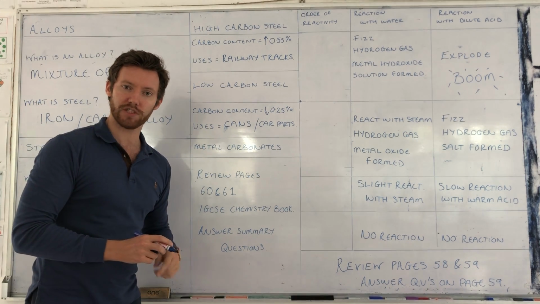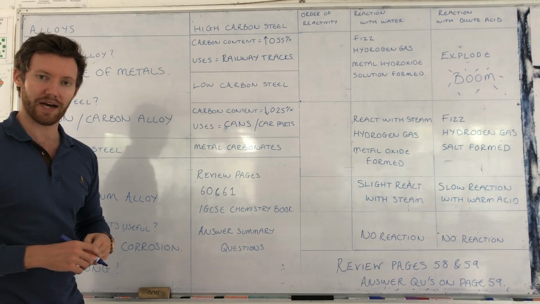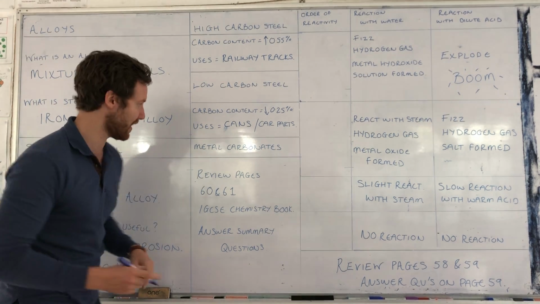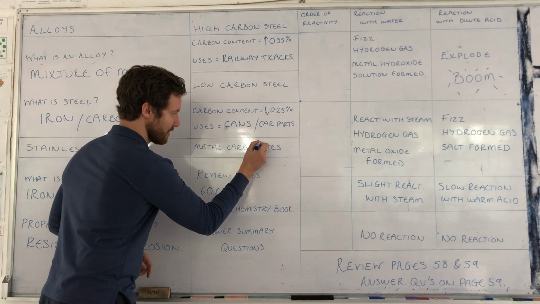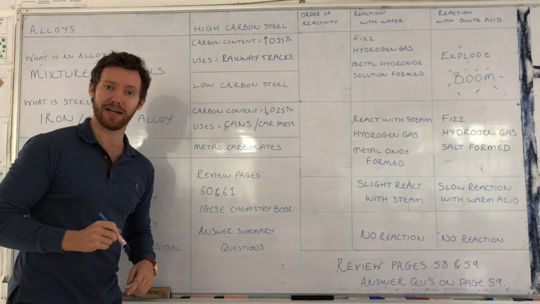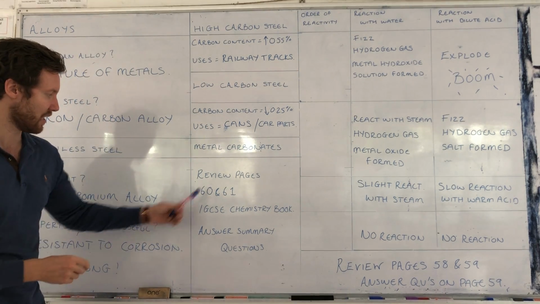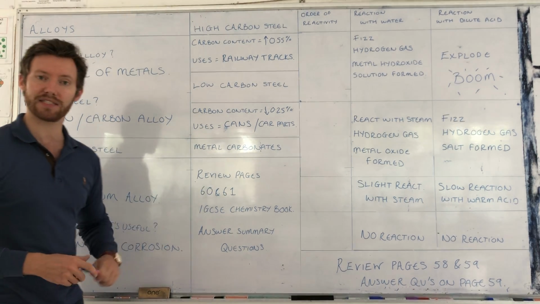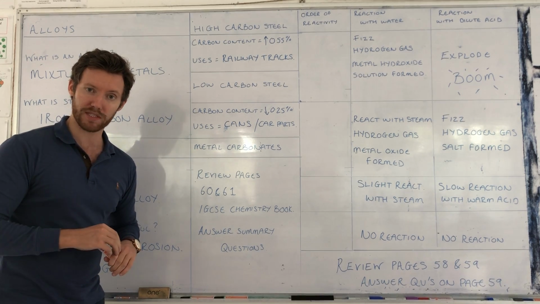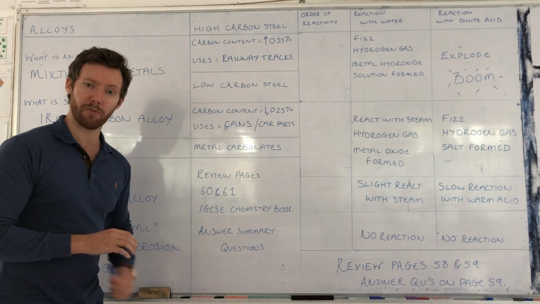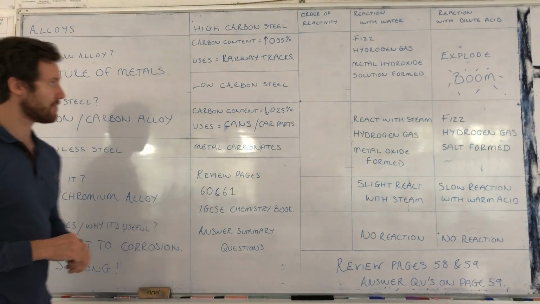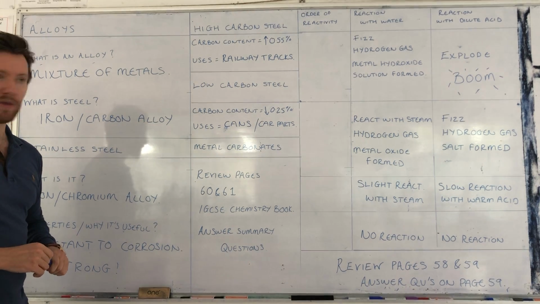First checkpoint, first piece of review homework I have for you is what we call metal carbonates. Okay, let's break this word up. We are seeing this pattern here. Carbonates contain carbon and oxygen, so metal carbonates. Review pages 60 and 61 of your IGCSE chemistry book. And then what I would like to do is answer the summary questions on pages 61. Whew, lots of work. Shall we continue though?